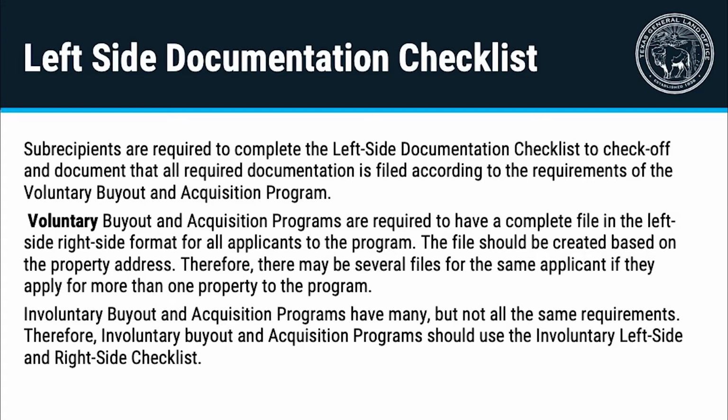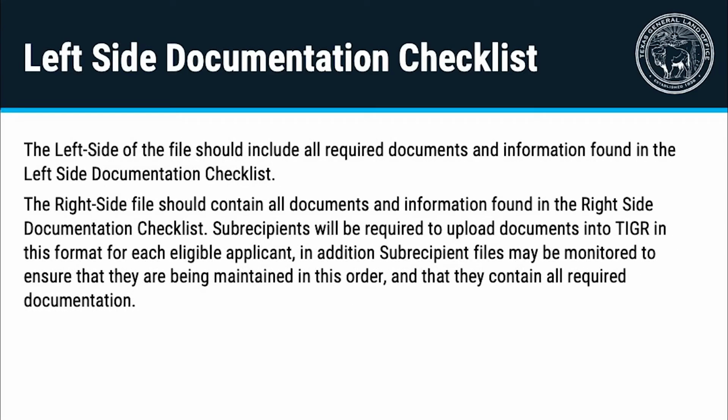Involuntary buyout and acquisition programs may have many, but not all, of the same requirements. Therefore, involuntary buyout and acquisition programs should use the involuntary left side and right side checklist. The left side of the file should include all required documents and information found in the left side documentation checklist. The right side file should contain all documents and information found in the right side documentation checklist. Subrecipients will be required to upload documents into Tiger in this format for each eligible applicant.